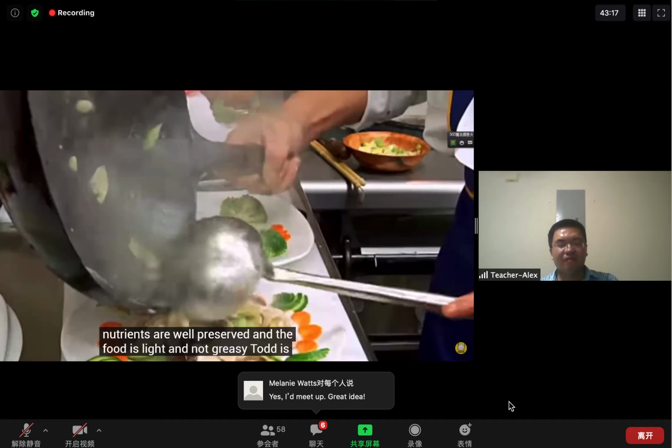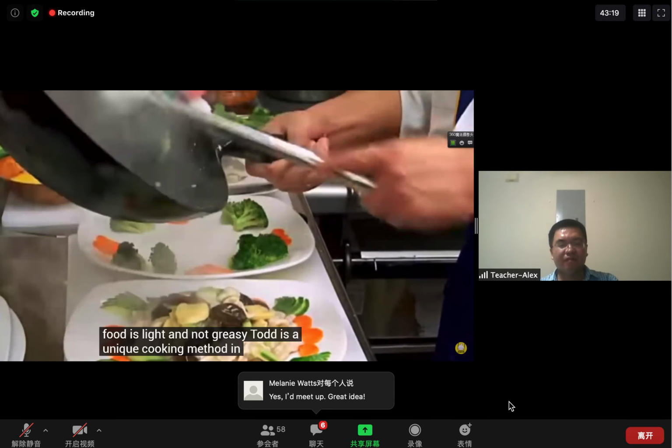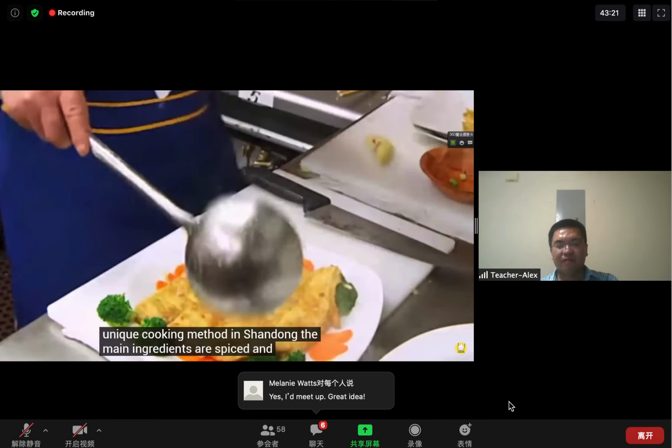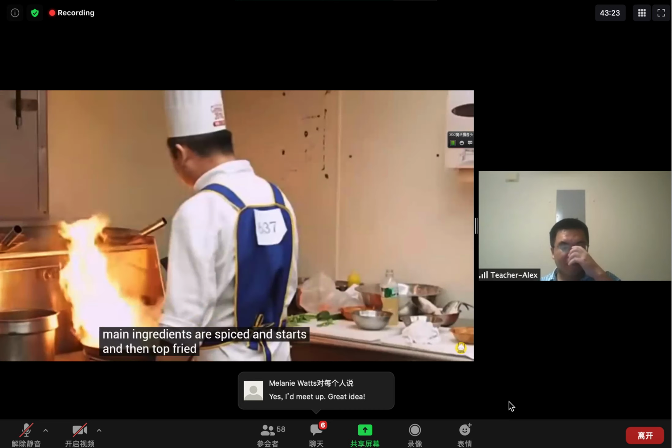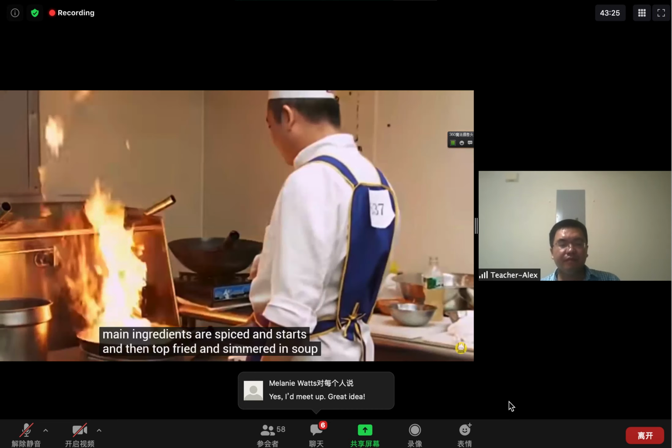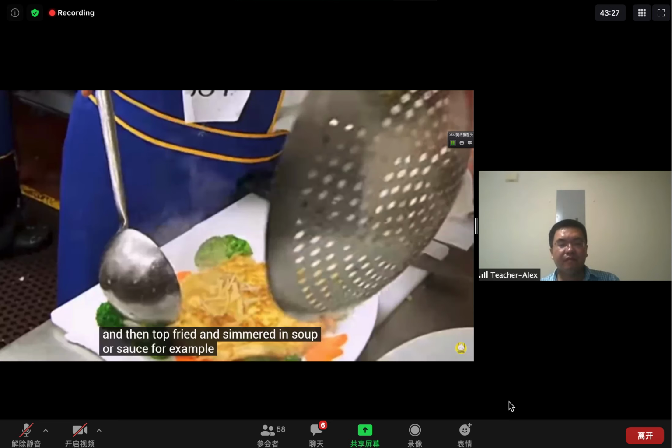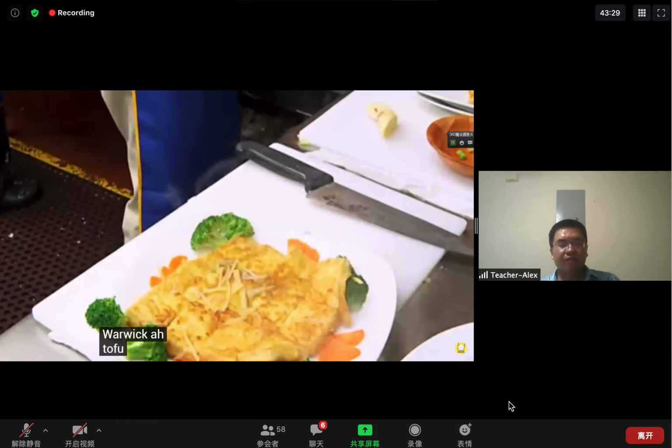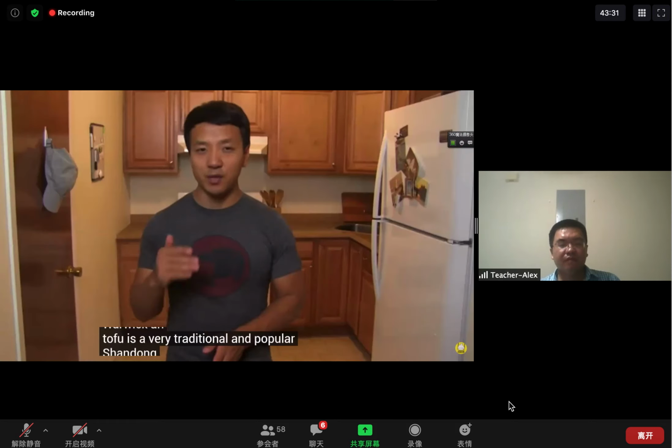Ta is a unique cooking method in Shandong. The main ingredients are spiced and starched, and then ta fried and simmered in soup or sauce. For example, guo ta tofu or wok ta tofu is a very traditional and popular Shandong dish.